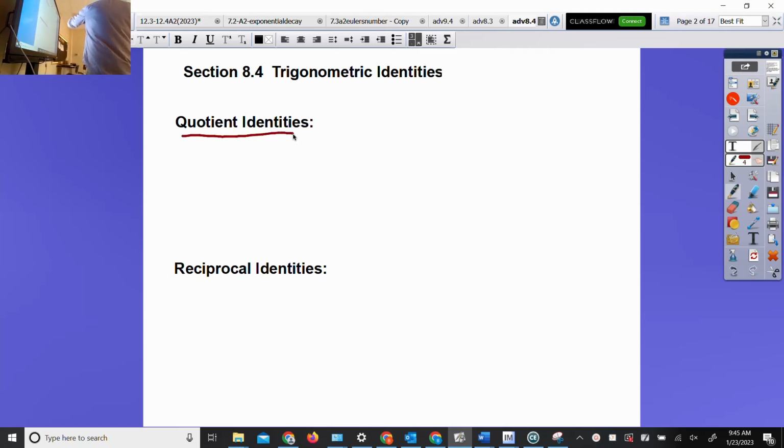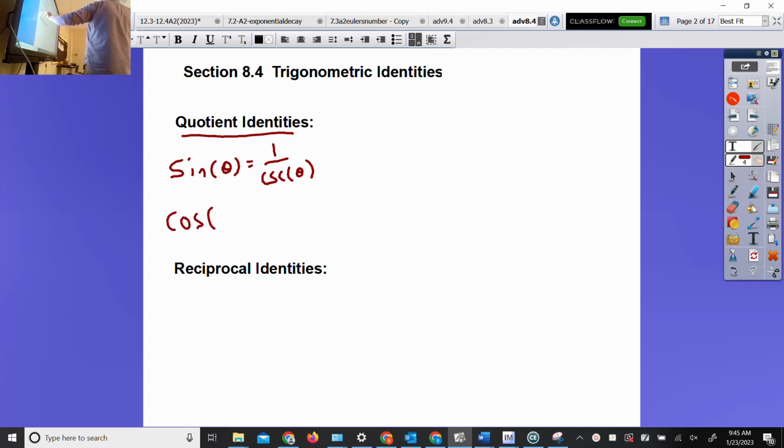First off, you have what we call the quotient identities. You see quotient, you're thinking fractions. Fractional identities. Sine of theta is the reciprocal of what? What is sine the reciprocal of? Cosecant. So you can write it as 1 over cosecant. That's all they are. They're basically the reciprocal identities.